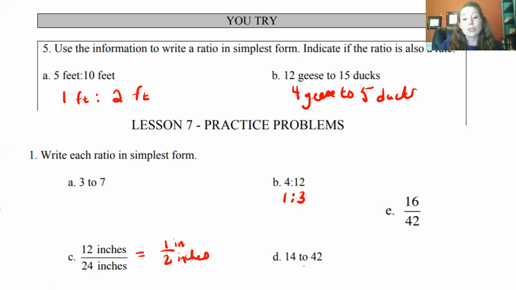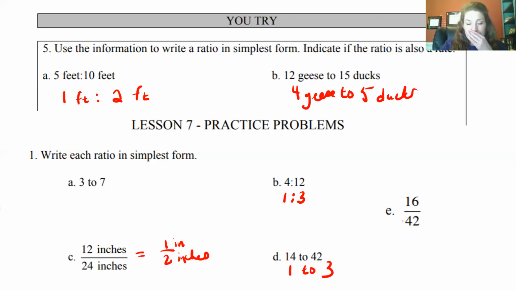I can divide them both by 2, but I could also divide them both by 7, which means if they're divisible by 2 and 7, that means they're divisible by 14. So 14 divided by 14 is 1. And 42, I think that's 3, right? 42 divided by 14 is 3. So 1 to 3. So if you got 7 to 21, you still have to divide by 3.